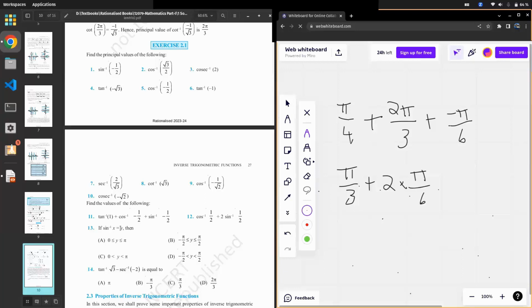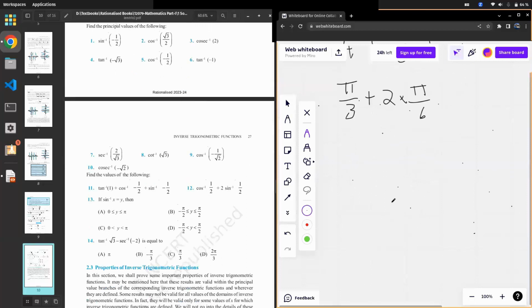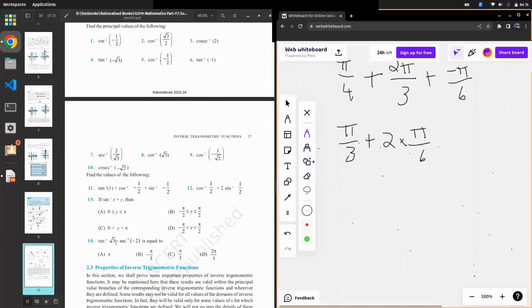The 13th question says if sin inverse of x is equal to y, we have to find the range of the function sin inverse x. We know that the range of the function sin inverse x is minus pi by 2 to pi by 2, with both minus pi by 2 and pi by 2 included in the range. So our required answer will be option B. And we move to the final question of this assignment.